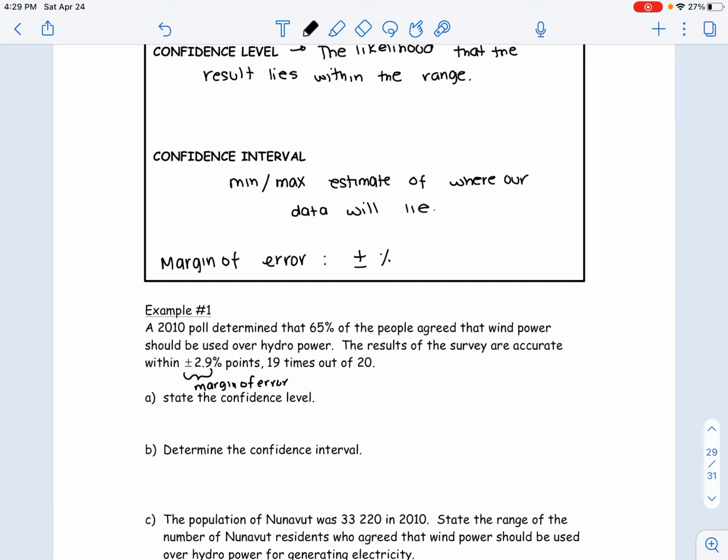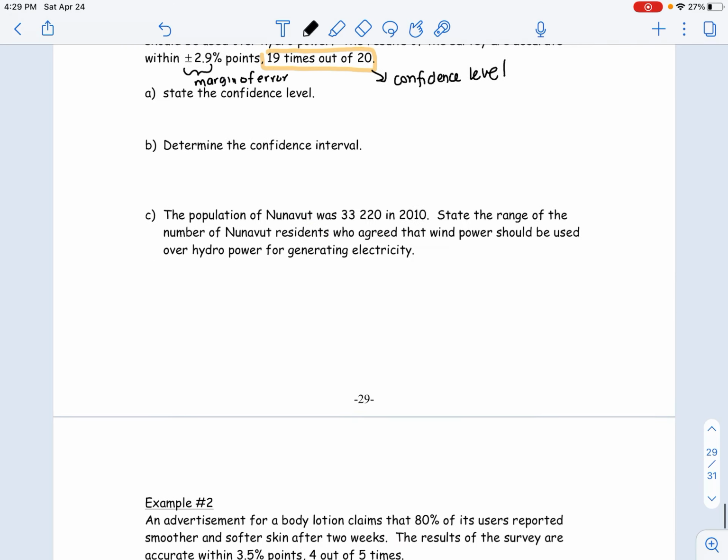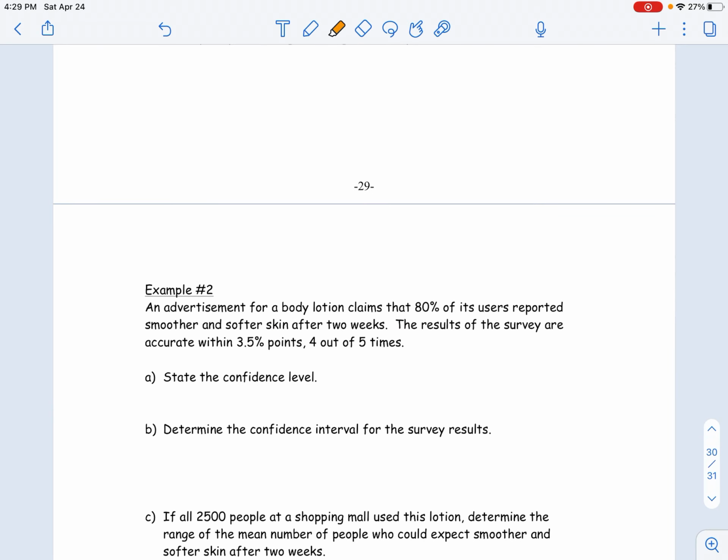And whenever they give you this is going to happen 19 times out of 20, that's going to be your confidence level. And you're going to notice that for each one, it kind of states that for you. So it's really clear for all the questions where they do ask for the confidence level, it's given to you like that. So I'll look at the next question just to show you.